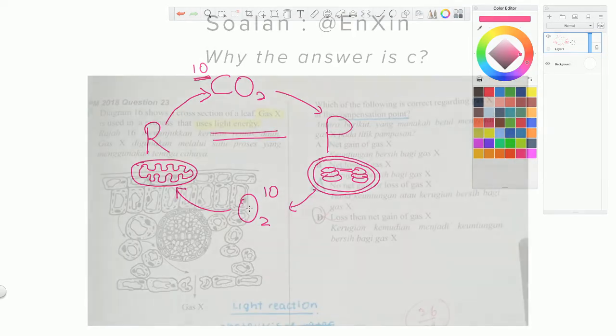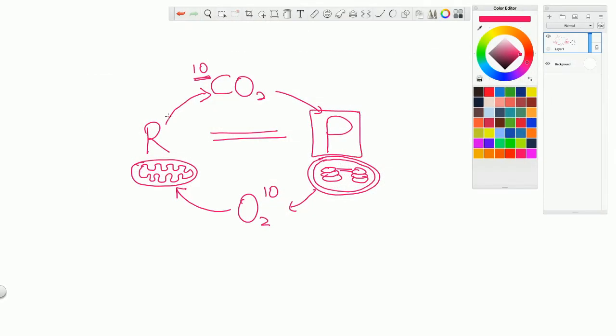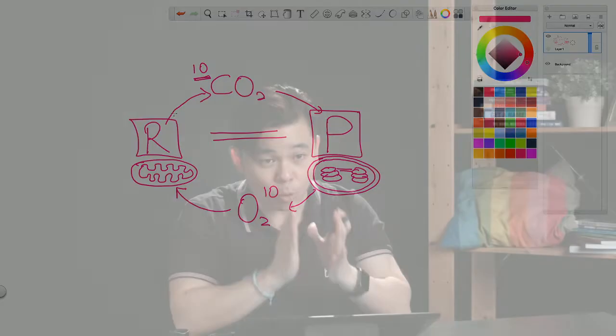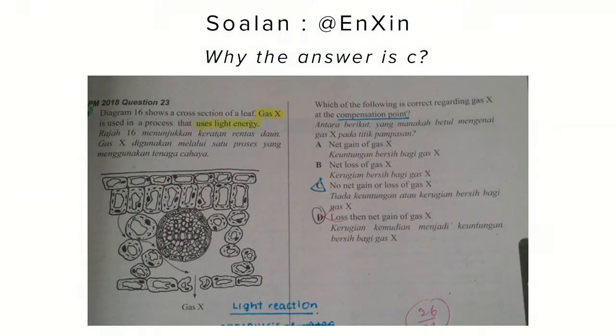Compensation point normally happens early in the morning when there's a little bit of sunlight and the rate of photosynthesis equals the rate of respiration. At this point, there's no gas exchange. Even though the stoma is open in the daytime, at the compensation point there's no gas exchange. So there's no loss or gain of carbon dioxide as well as oxygen. Back to gas X, the answer is carbon dioxide. For compensation point, there is no loss or gain of carbon dioxide because the gas just circulates between the mitochondria and the chloroplast within the mesophyll cell. So answer C is correct.